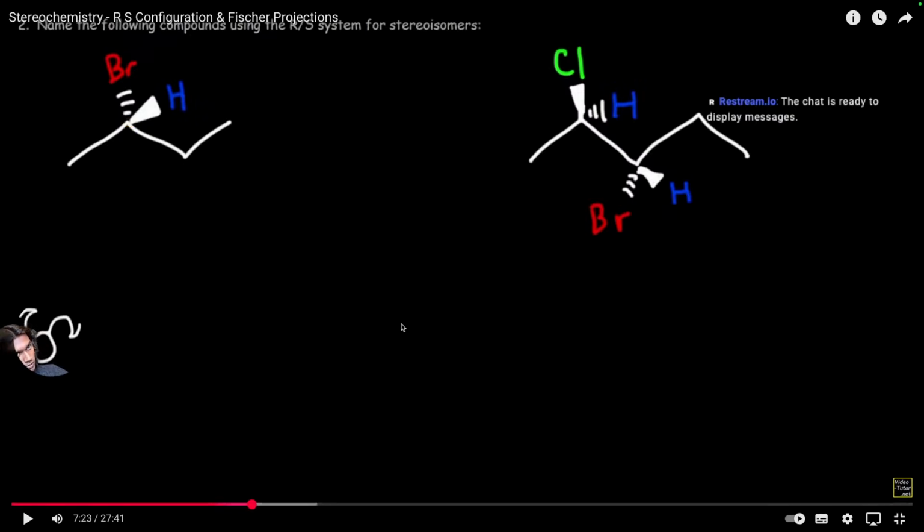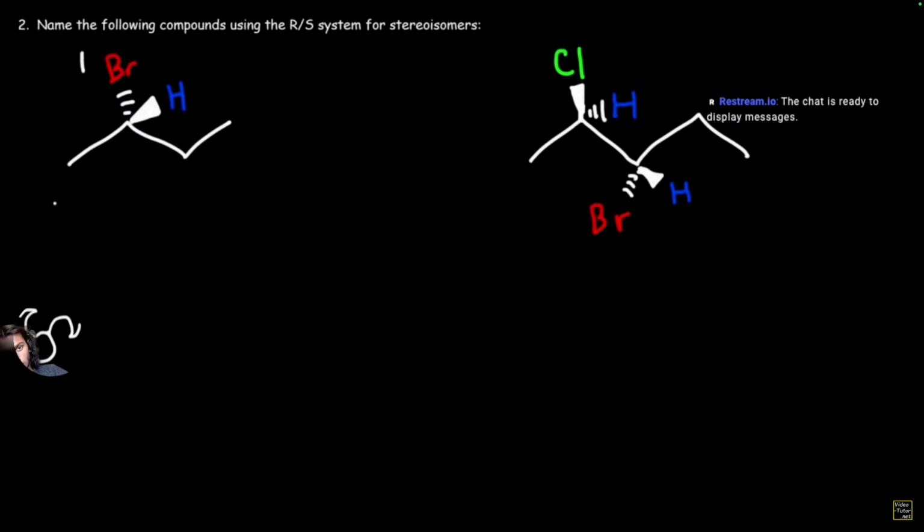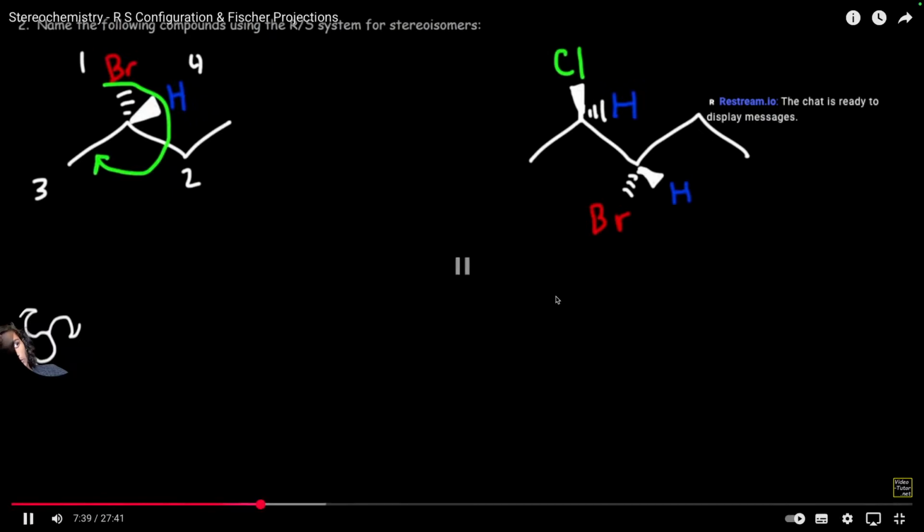Now let's rank those groups. Bromine has the highest atomic number, that's going to be number 1. We know ethyl has a higher priority than methyl. So this will be 2, that's going to be 3, H is going to be 4. So going from 1 to 2 to 3. Well, let's do the next one.